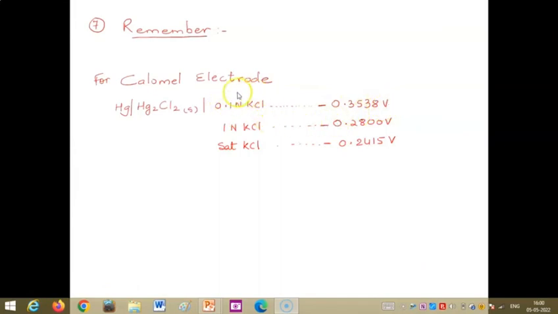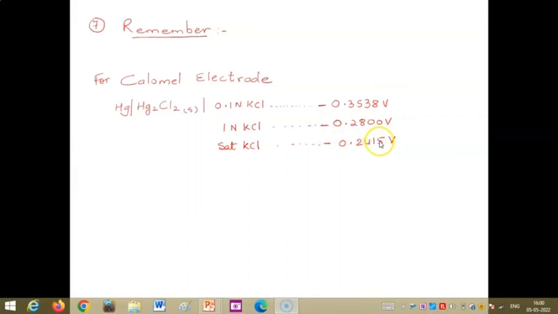If the concentration of the KCl here is replaced by 1 normal KCl, then the potential will be minus 0.2800 volts. And if the concentration of KCl is replaced by saturated KCl, then the potential of the electrode would be minus 0.2415 volts. And this is what we use in the laboratory. In the lab, we use saturated KCl for the calomel electrode.